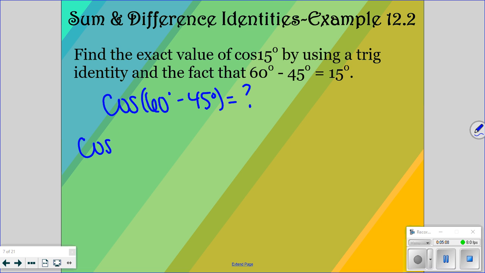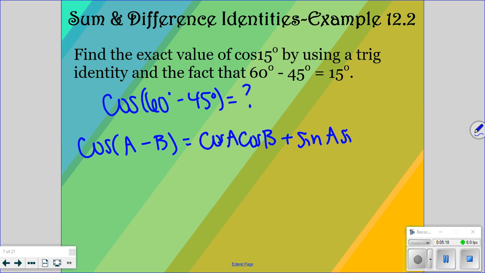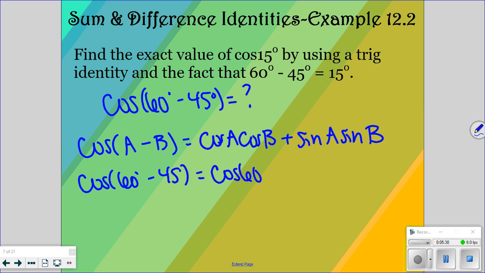So we're going to be using the cosine of A minus B, which is going to be cosine of A, cosine of B, plus sine of A, sine of B. And again, we're going to replace our A and B with 60 and 45 degrees. So we're going to have cosine of 60, cosine of 45, sine of 60, and sine of 45 degrees. And then you're going to simplify this.